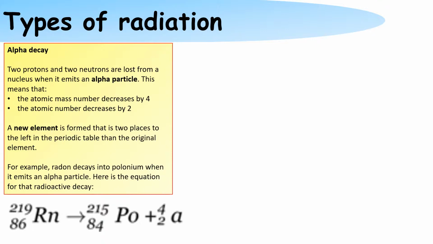The two main types of radioactive decay that you may be asked to look at in an exam are alpha decay and beta decay. In alpha decay, 2 protons and 2 neutrons are lost from the nucleus when it emits an alpha particle. This means that the atomic mass of an atom decreases by 4 and the atomic number decreases by 2. A new element is formed that is 2 places to the left in the periodic table than the original element. For example, radon decays into polonium when it emits an alpha particle.